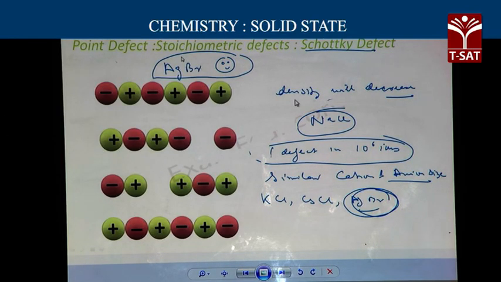AgBr is able to show both Schottky defect as well as Frenkel defect. So, Schottky defect, Frenkel defect, and these two are point defects, not line defects. Let us move on.